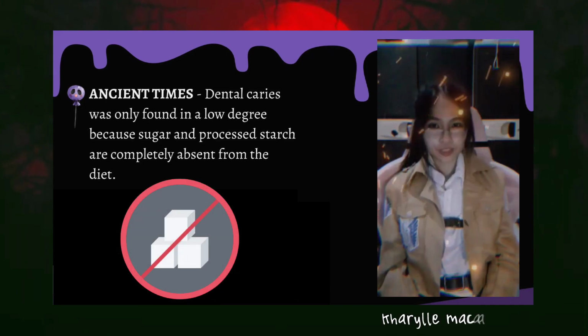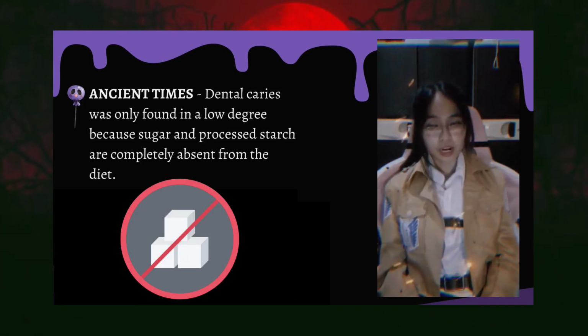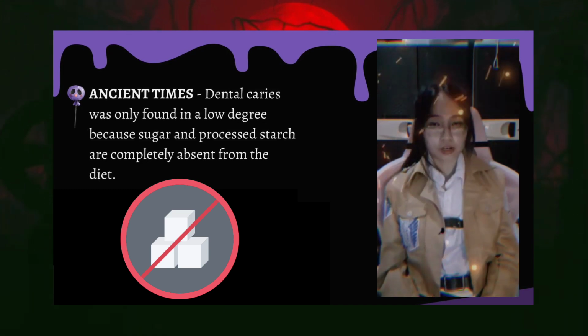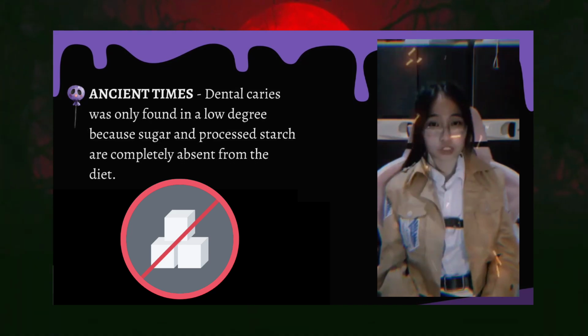So for the history of diet and dental caries, during ancient times, dental caries was only found in a low degree, because sugar and processed starch are completely absent from the diet. So, during ancient times, there is no sugar yet in their diet. Their diet only consisted of raw grains, fruits, and herbs. So, the presence of dental caries was barely evident during ancient times.